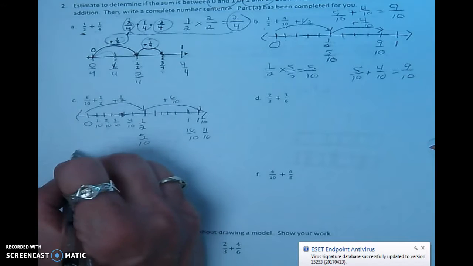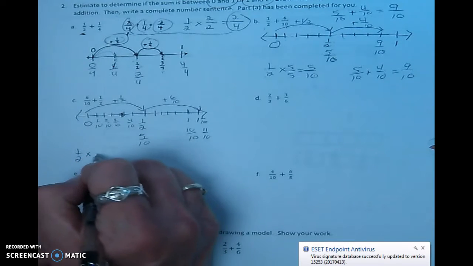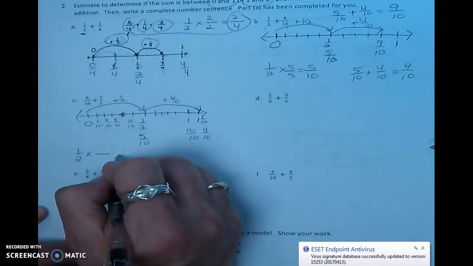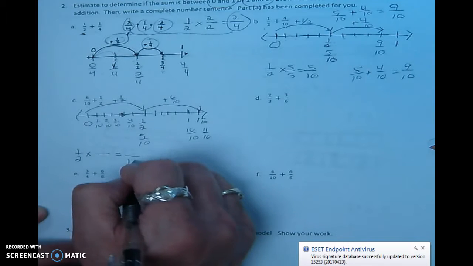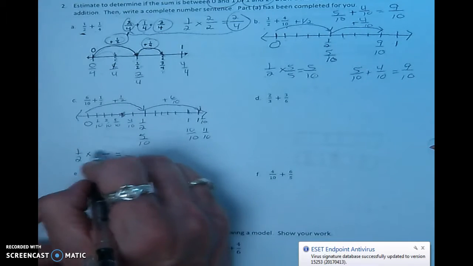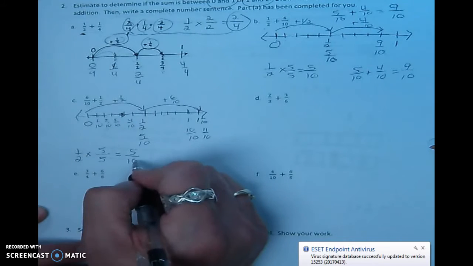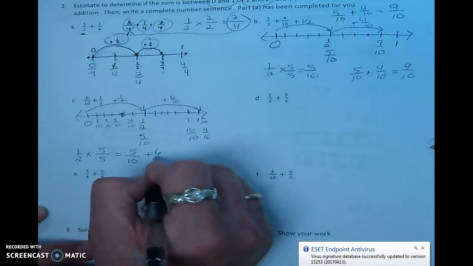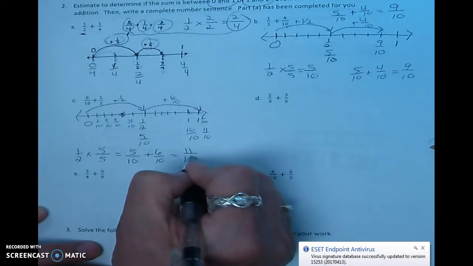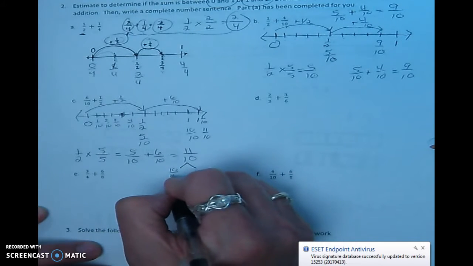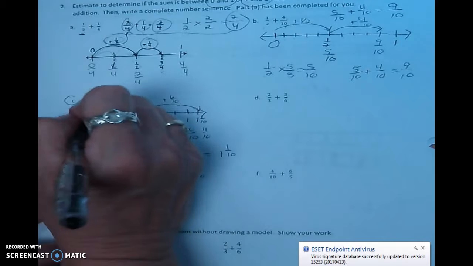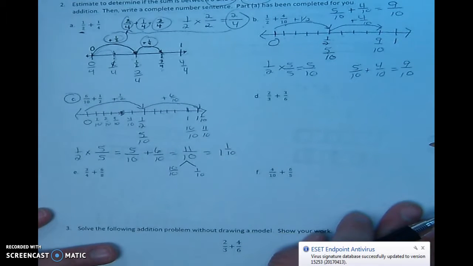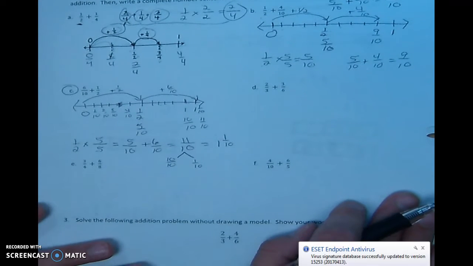So numerically I would take the 1/2, multiply it by a number over itself to make tenths. Well, 2 times 5 is 10, 1 times 5 is 5. So now I can do 5/10 plus 6/10 equals 11/10. And if I take 11/10, I can make that into 10/10 and 1/10, and I have 1 1/10. So this number is actually bigger than 1. The sum of those two fractions is larger than 1.